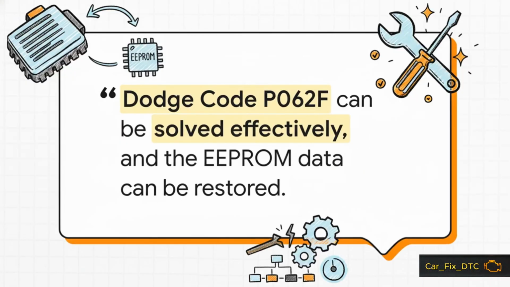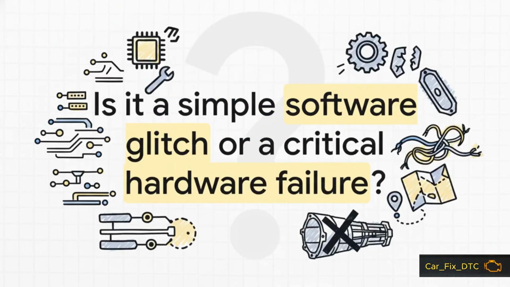Now, the best news in all of this is that this isn't some phantom problem with no solution. It's a known issue. As the experts say, Dodge code P062F can be solved effectively. Whether it's just tightening a connection or swapping out a module, there is a clear fix for this. The data can be restored. And that really leaves you with the big question you need to answer for your car. What's actually behind your P062F error? Is it a relatively simple software glitch that an update can fix in an afternoon? Or are you looking at a more serious hardware failure? Your diagnostic journey starts right there. And now, you've got the map to find the answer.